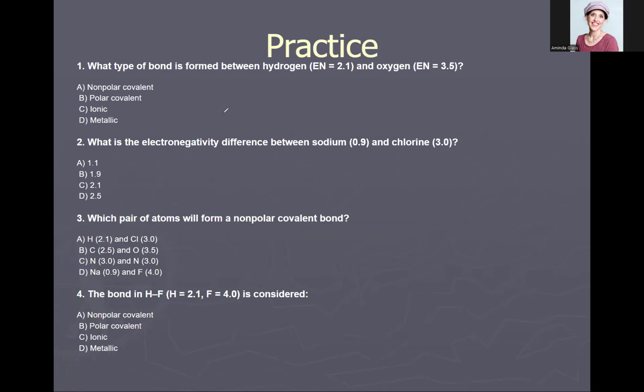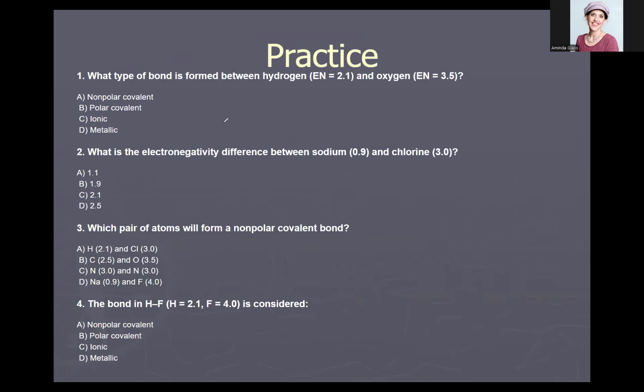So here, what type of bond is formed between hydrogen, which is 2.1, and oxygen, which is 3.5? So you're going to take your 3.5 minus your 2.1, and you're going to get 1.4. This would be a polar covalent bond. That's what it falls into.